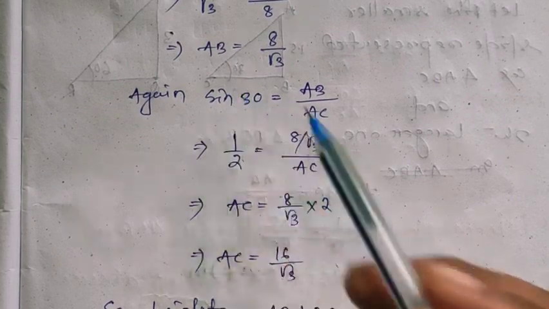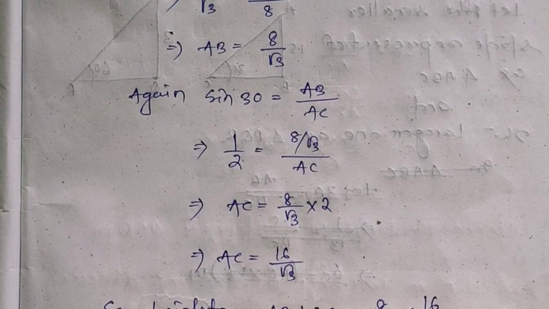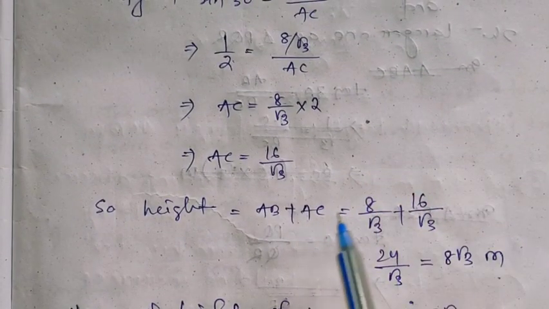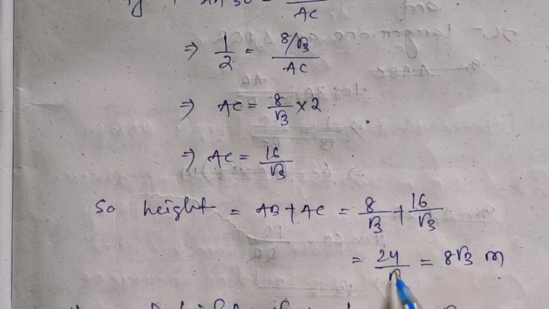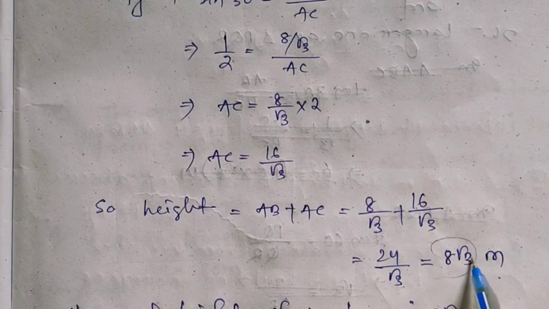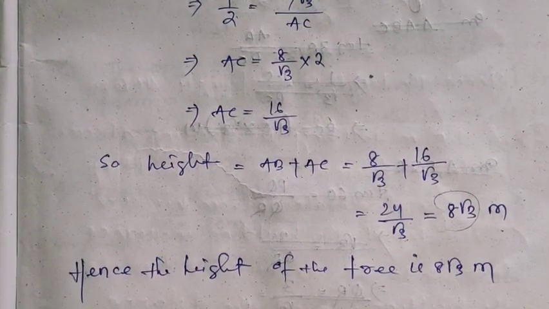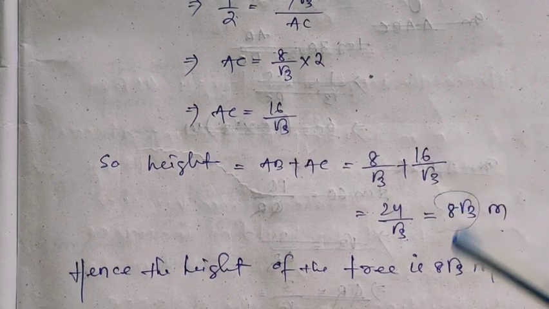We have found AB, we have found AC. So the height of the tree, I have already told you, is AB plus AC. So AB plus AC will be 8 by root 3 plus 16 by root 3, which is equal to 24 by root 3. If I calculate this, it will be 8 root 3 meter. So the height of the tree is 8 root 3 meter. I think you have understood question number 2.